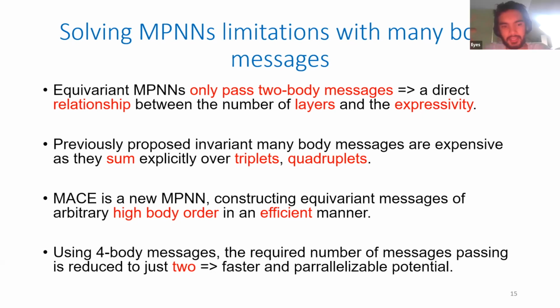Yeah, exactly. And it's really key in the representation of many-body systems, because many-body systems are governed by their many-body order. And using 4-body messages, which is actually quite high, the required number of message passing layers is reduced to just 2 instead of 4, 5, 6 or more. And so this leads to a faster network, but also a more parallelizable one, because the more you grow the receptive field, the harder it is to fit all the required atoms into a single GPU or CPU memory.